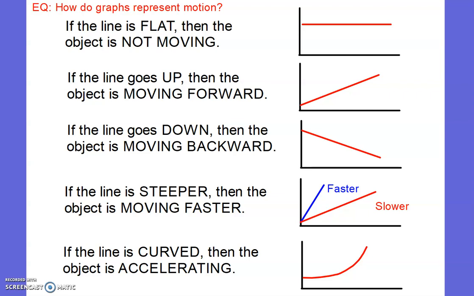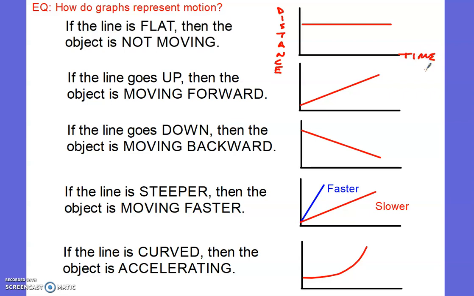Our question today is, how do graphs represent motion? And in this tutorial, we're only looking at distance versus time graphs. What I mean by that is that the y-axis, the vertical axis, is going to represent distance, and the horizontal or x-axis will represent the time.